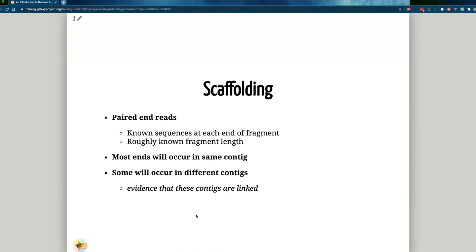Okay, so when we do scaffolding, we're doing exactly that. We know that the sequences are related to each other because they came from a single fragment, and we roughly know how long the fragments were. And most of the time, the pairs will occur in the same contig, but occasionally the pairs will be on different contigs. And this is evidence that these contigs are linked together.